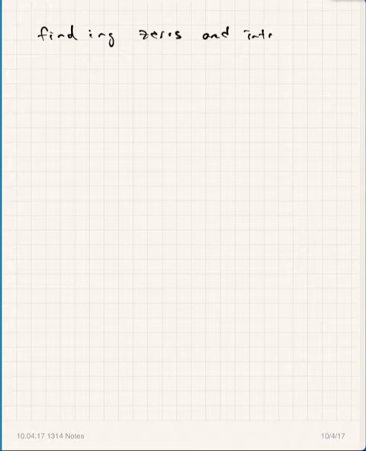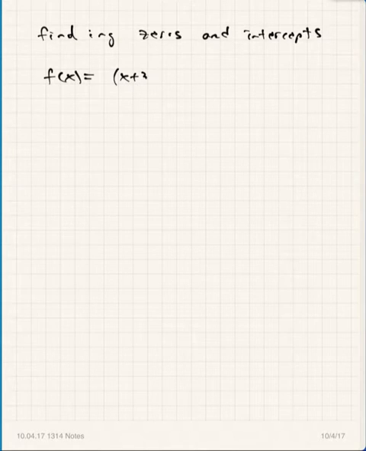So, finding zeros and intercepts. All right, so finding zeros and intercepts for a polynomial function. And so the first one we're going to look at is f of x equals x plus 3 times 2x minus 1 times x minus 5.